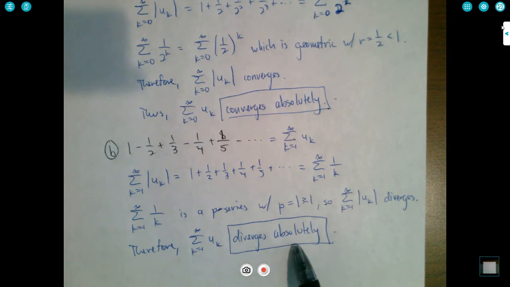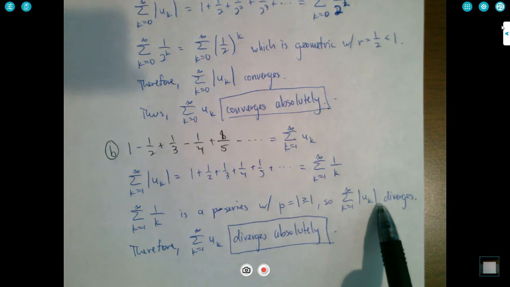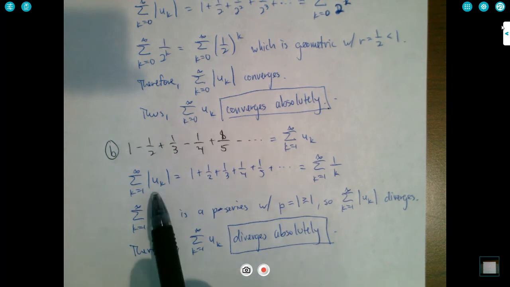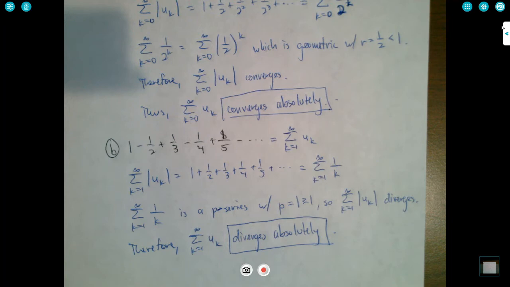So when we say that it diverges absolutely, we're not saying it's set in stone, right? It's never going to converge. No, that's not what we're saying. When we say it diverges absolutely, we mean that the series of absolute values diverges. And that's where the word absolute comes from. But the original series itself, the alternating series, could potentially still converge. We don't know. We'd have to do a little bit more work.